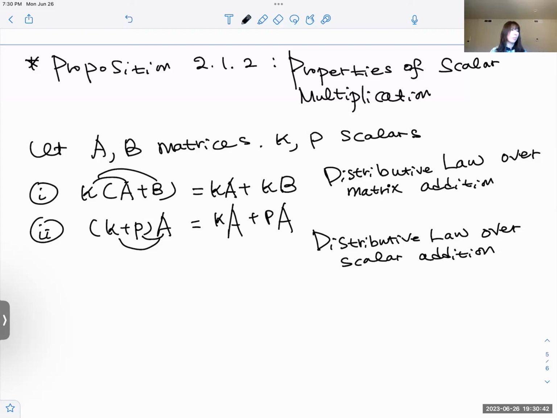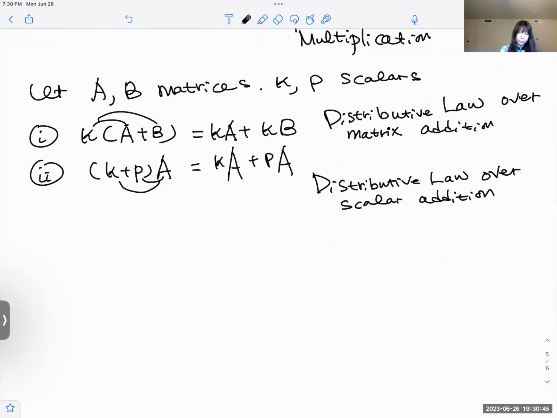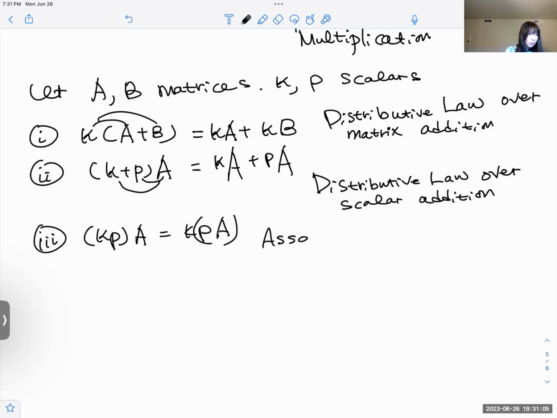Okay, third one. So we have multiplication, right? So we have k(pA) is the same as (kp)A. So we can put parentheses here. Okay, so this is associative in multiplication, associative for multiplication, but it involves the scalar multiplication.